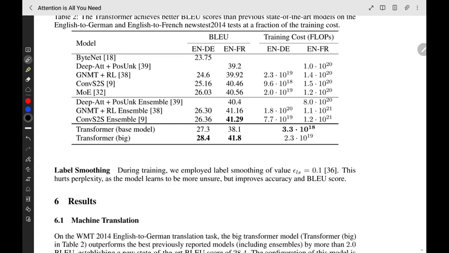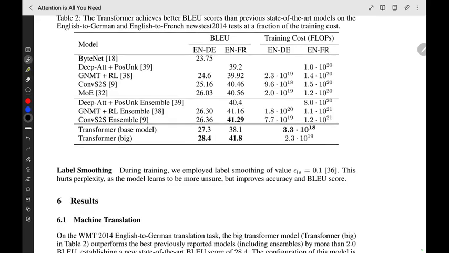GNMT at this point was state of the art, and that paper came out a year before this. They just destroyed it. GNMT got destroyed, as you can see, and it's gone up from there. It's insane how good this is, and like I said, you can use this for everything.